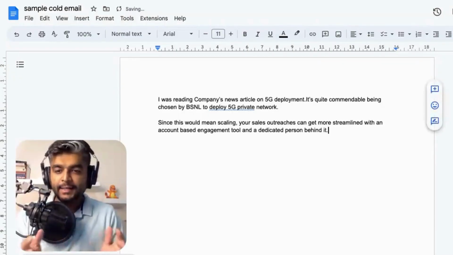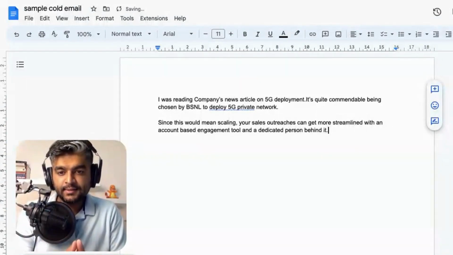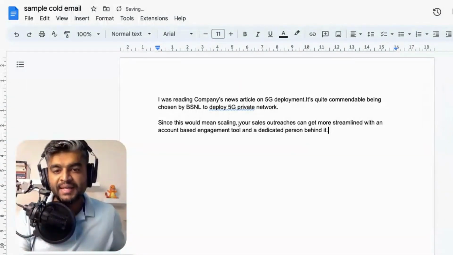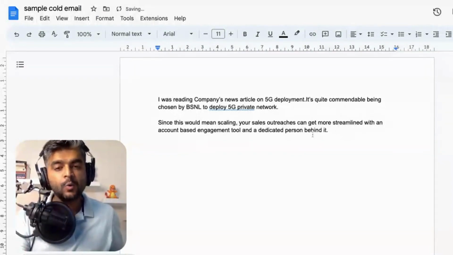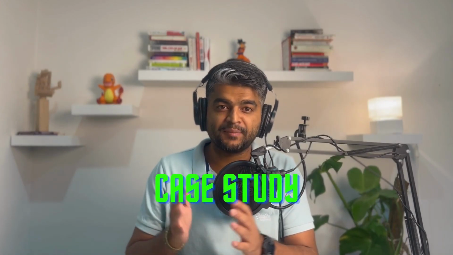So the way I did this is by framing the second sentence. Since this would mean scaling, your sales outreaches can get more streamlined with an account-based engagement tool and a dedicated person behind it.